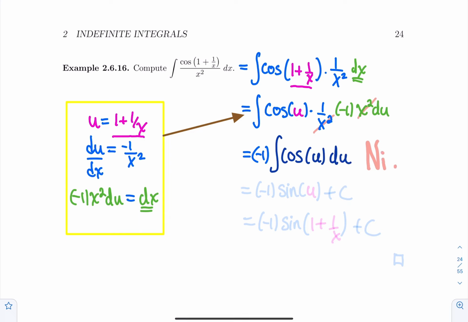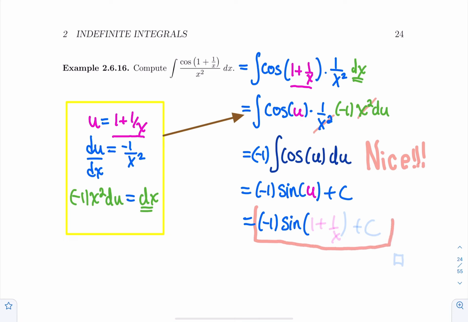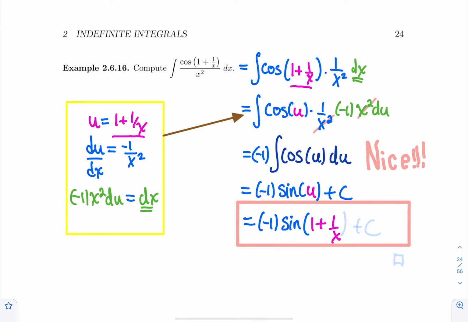A nice basic integral. The integral of cos is sine, so you get minus sine of u plus c, where u, at the end of the day, is turned back into 1 plus 1 over x, plus c. And that's it. That's all for all those nice examples of u substitution. Bye-bye.